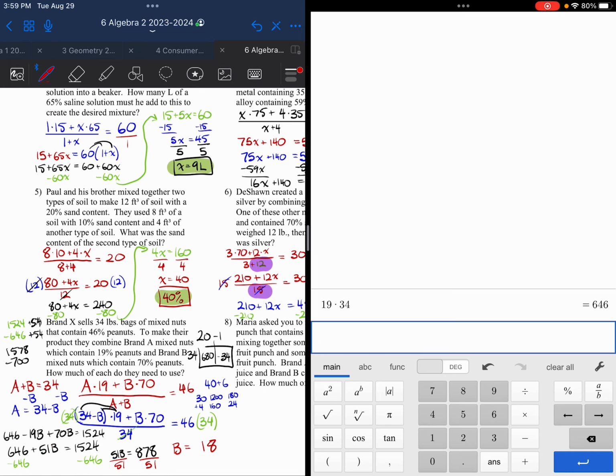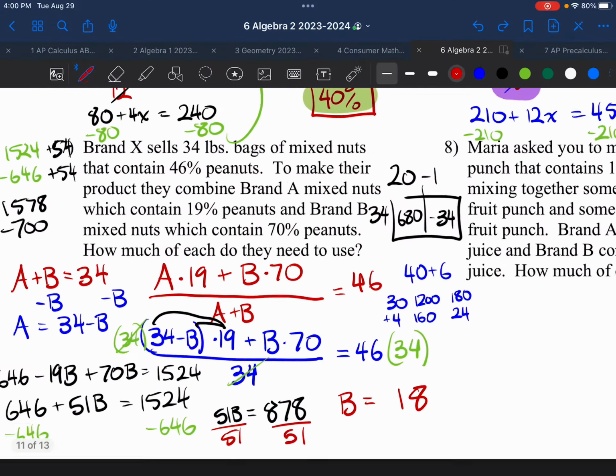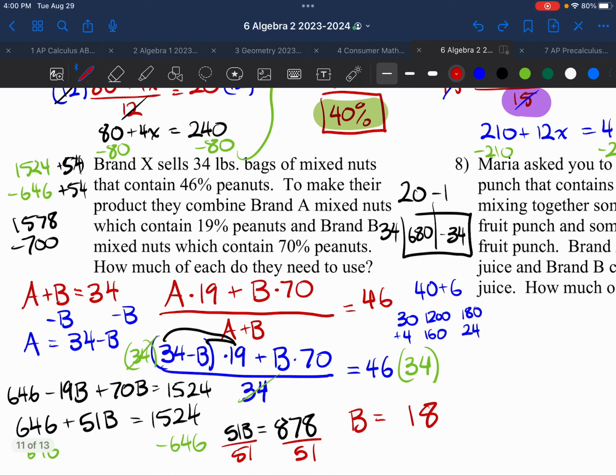What about 34 times 46? 34 times 46. 1564. 1524. How did I get 1524? Should have been 1564. Let's find my mistake. I care about finding my mistake, so I'm going to highlight it in purple. 1524. Oh my gosh. Okay, I think I might have said it out loud and I wrote it down wrong.